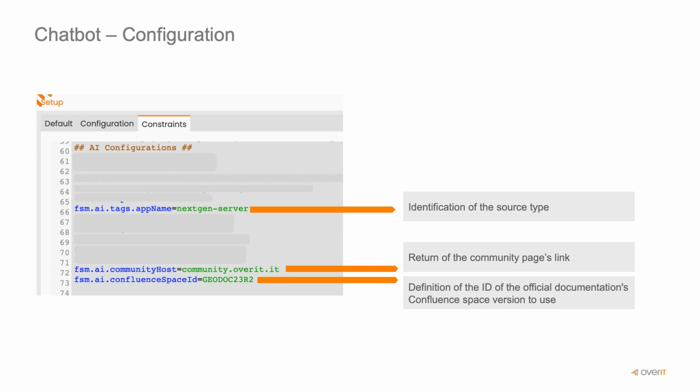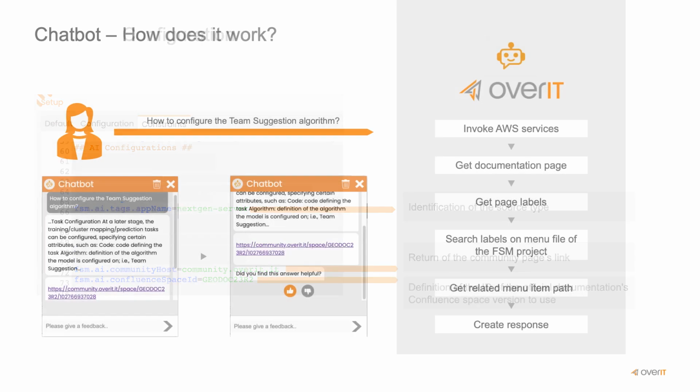Another important parameter is the app name, used to identify the source type. It must be the same as next-gen server. The dispatcher asks the chatbot how to configure the team suggestion algorithm. The chatbot invokes Amazon Web Service to search the result on the official documentation, as explained before.